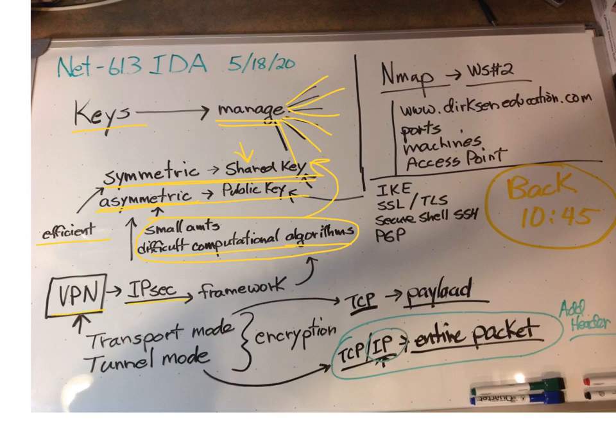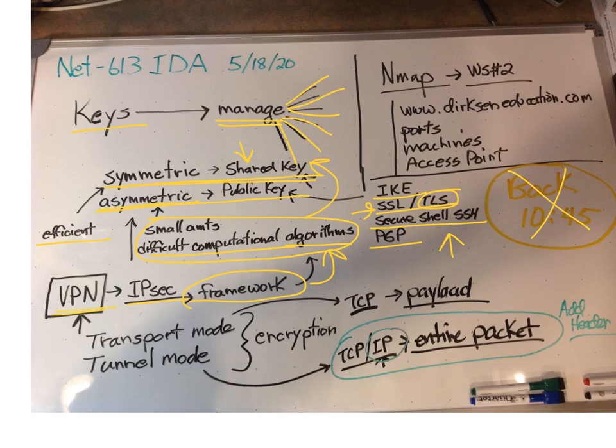Talked about VPNs, IPsec. IPsec is really a framework to set all of this stuff up. Stuff like Internet Key Exchange. Are you going to use Secure Sockets Layer, or are you going to use Transport Layer Security? Secure Shell. This is really what people are using now, even though they still refer to it as SSL. Pretty Good Privacy. We can demo some of that stuff in the Linux boxes.